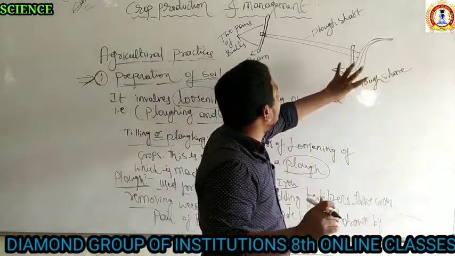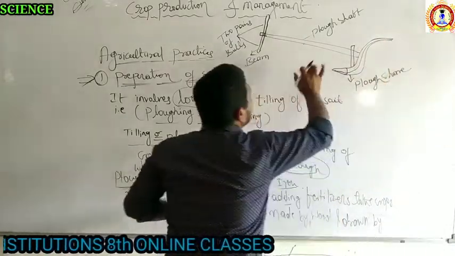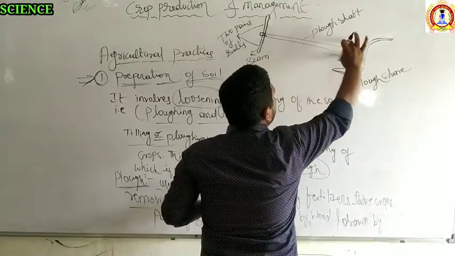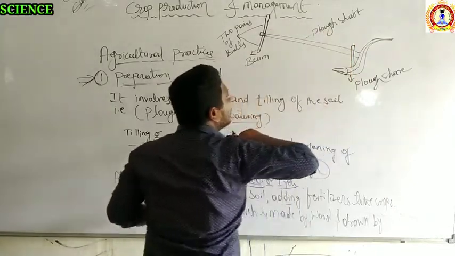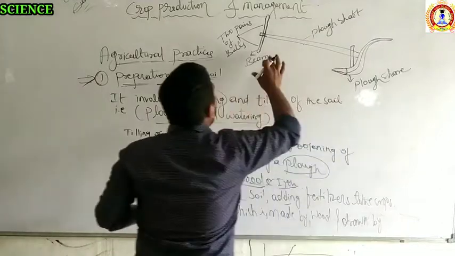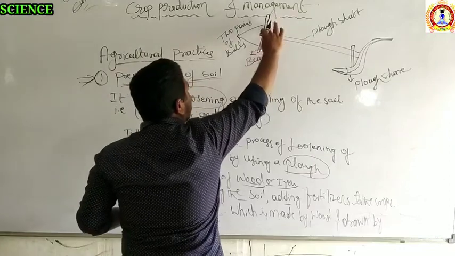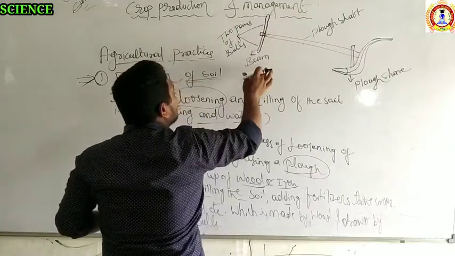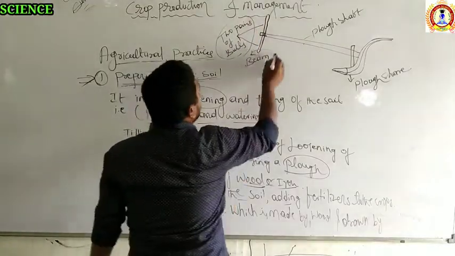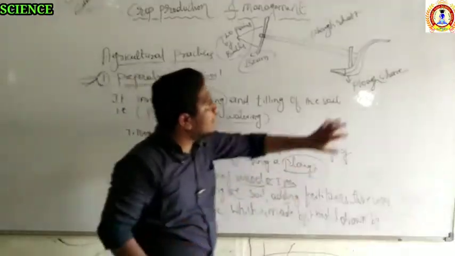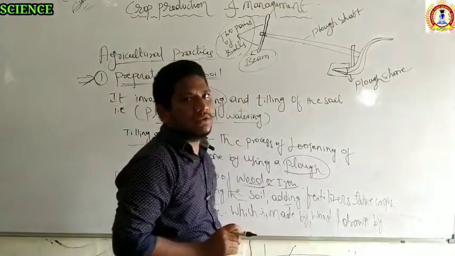There are three portions of the plough. This is called the plough shape. This is known as the plough shaft. The long iron or the long wood is called the plough shaft, and the long wood which is carried by the two bulls, a pair of bulls, is called the beam. Simple. Right. This is made of iron actually, because it will go inside the soil to loosen it.